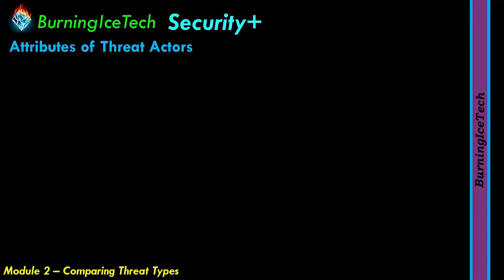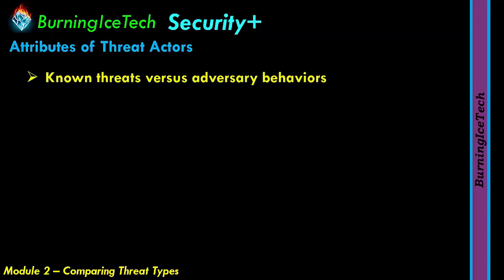All right, let's move on to the second topic, attributes of threat actors. Now guys, unfortunately, the threats these days are not as simple as they used to be many moons ago. So with that being said, known threats versus adversary behaviors. In the old days, to find a perpetrator or some form of malware in a company environment was quite easy peasy. Or maybe that's the wrong way to put it, but it was a lot easier compared to these days. In the old days, we would basically just be scanning for viruses, Trojan horses, maybe ransomware.